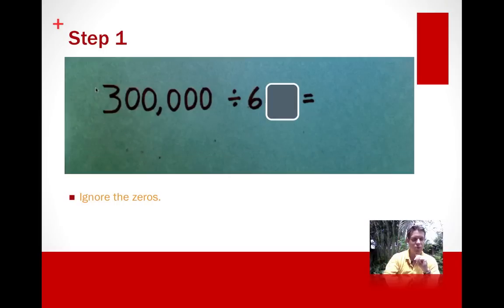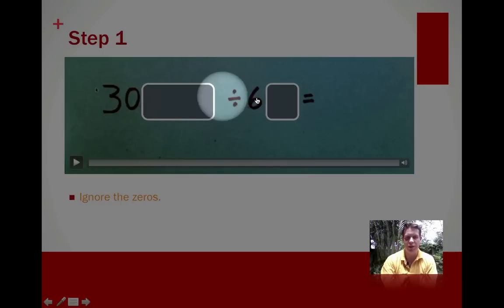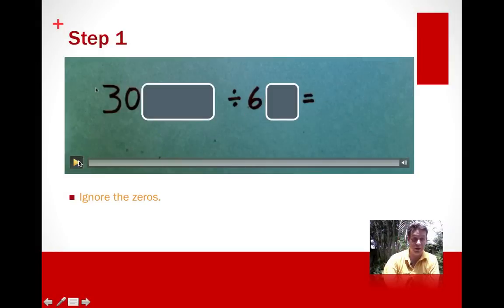If I don't ignore all the zeros, but just ignore the last 4, okay, 30 is bigger than 6. Okay, so now our dividend is greater than our divisor. And let's think, is 30 divisible by 6? Can we divide 30 into equal groups by 6? Well, actually, yes, we can. Okay, so now we can continue with our trick.